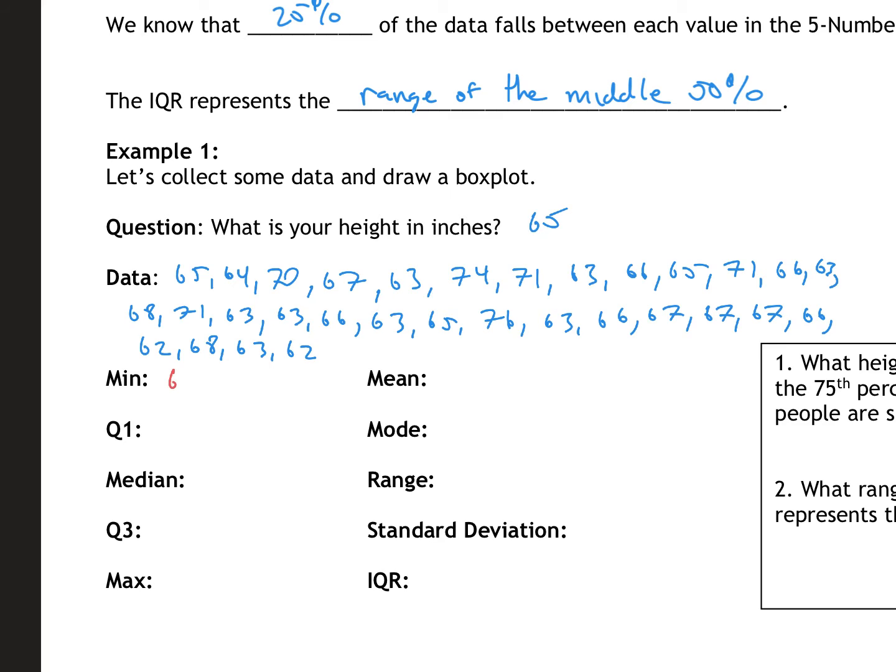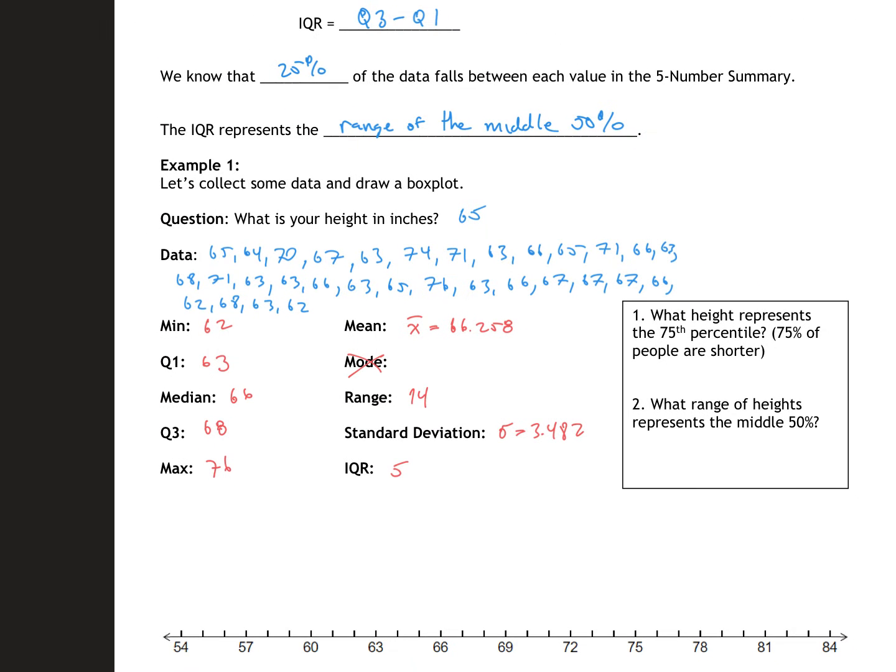So my minimum here was 62 when I did all this. My Q1 is 63. My median is 66. My Q3 is 68. My maximum is 76. My mean is 66.258. I'm not going to do mode because it doesn't have anything to do with a box plot. My range is 14. My standard deviation is 3.482. And my IQR was 5 using the calculator.